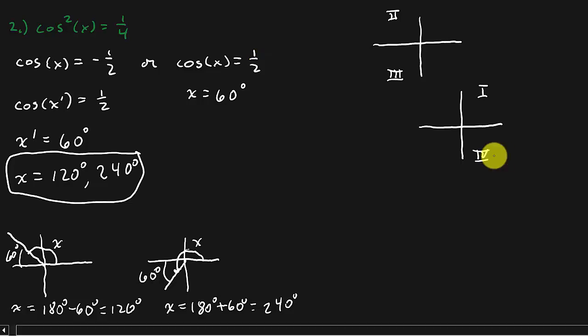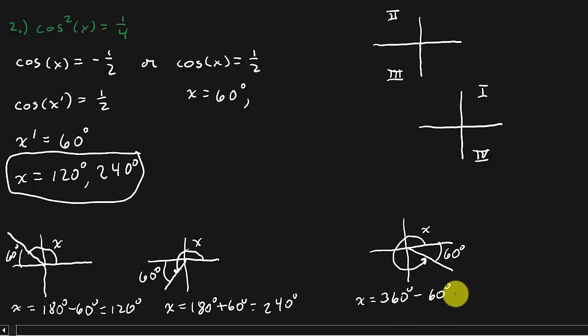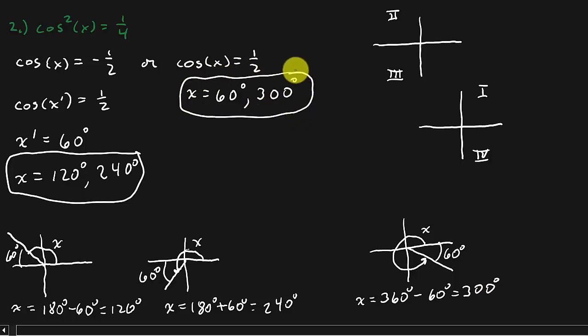All right, so now I just need to find my fourth quadrant angle. So let's see what that is. There's fourth quadrant. There's x. There's my reference angle. So I get x is equal to 360 minus 60, which is 300 degrees. All right, and there's your answer.